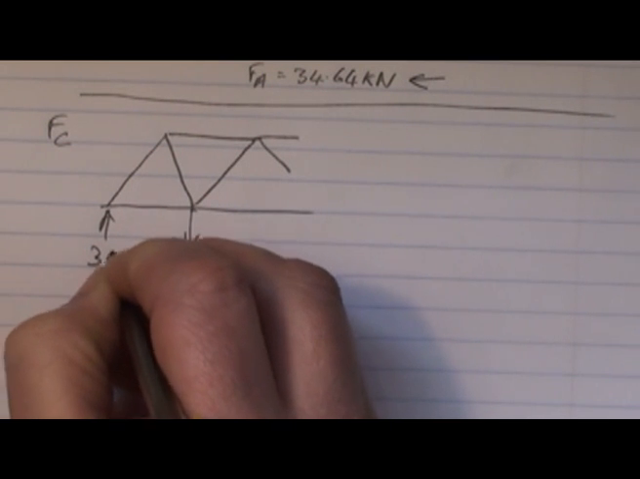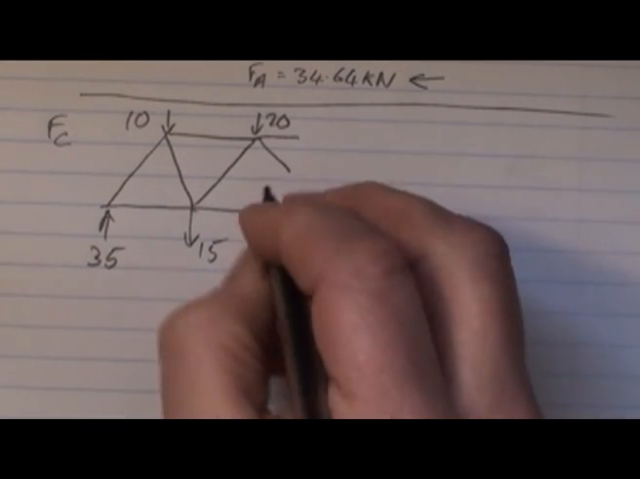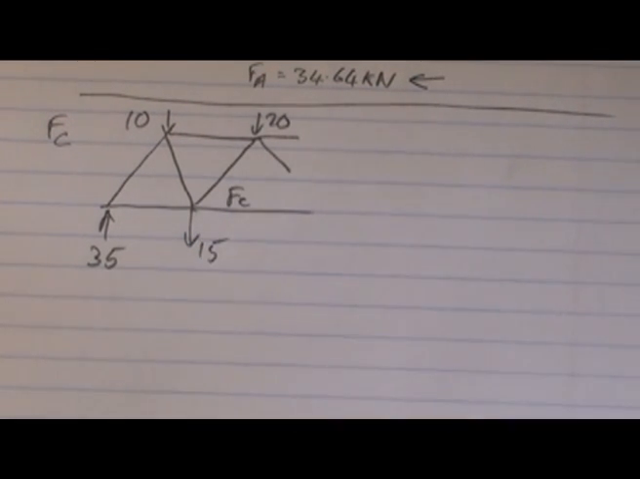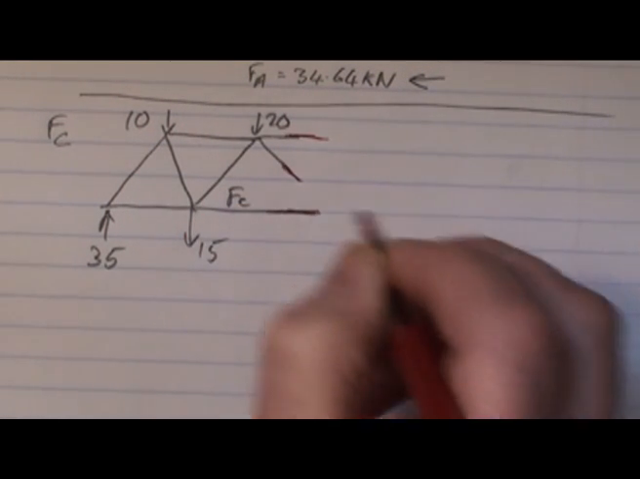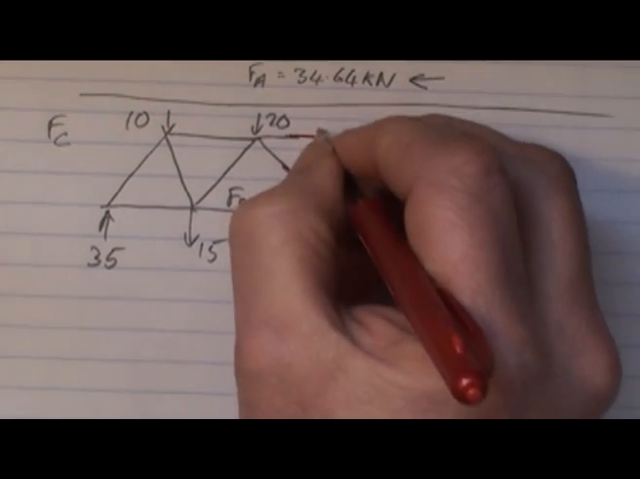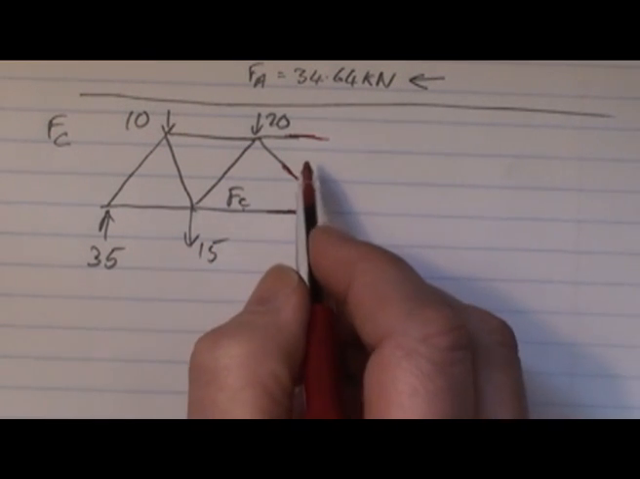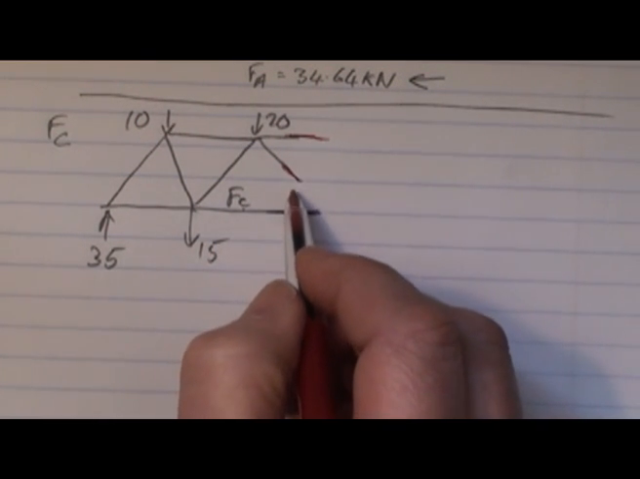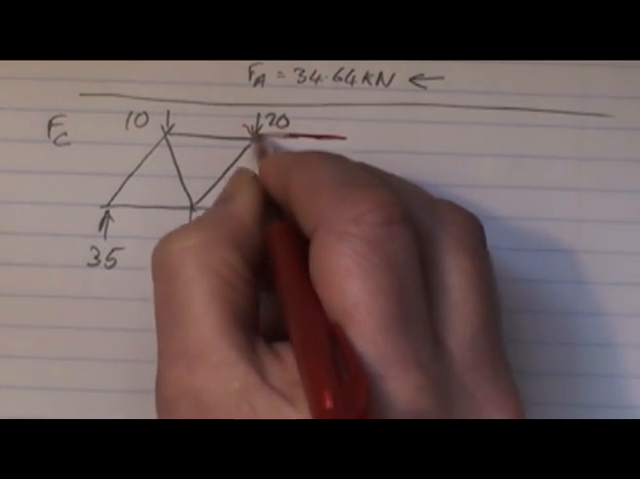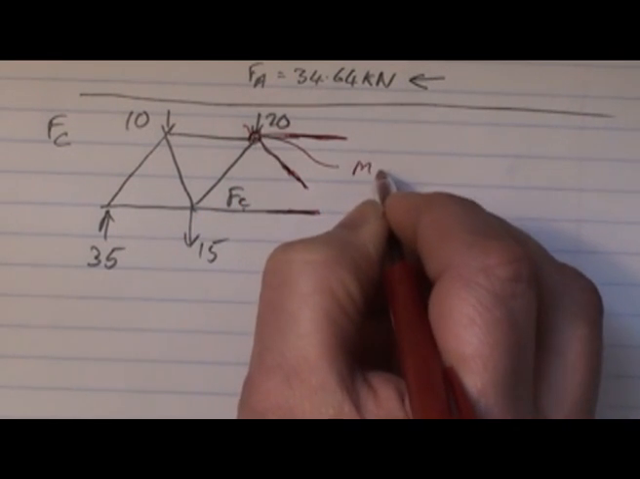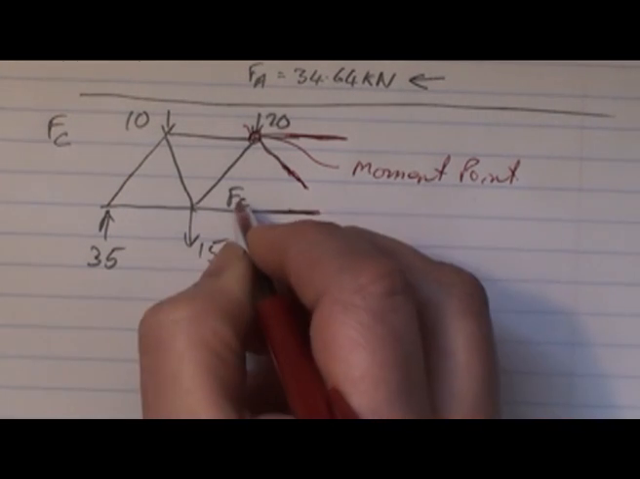(15, 35, 10, 20). FC. We've got these forces that we're trying to find. If I'm trying to find FC, then our method says to take the moment point where the other two cross. So FA and FB will cross at this point. So I'm going to make this my moment point in order to find this force.